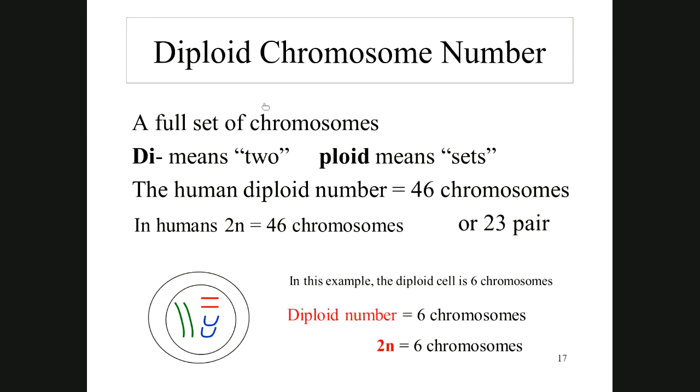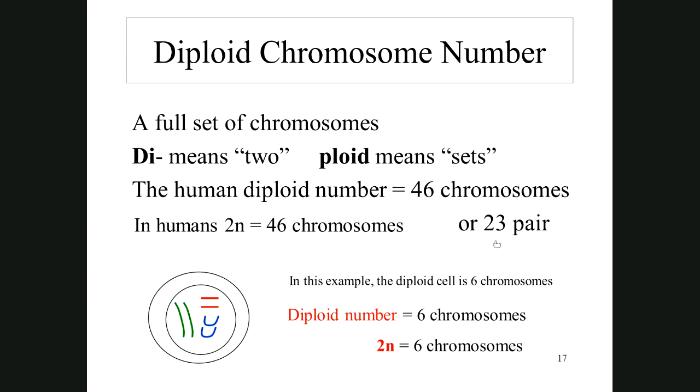The diploid number. Di means two, ploid is sets, two sets. You got one from mom, one from dad. So it's a full set of chromosomes. Di means two, ploid means sets, there you go. The human diploid number is 46 chromosomes. In humans, it's called the 2N number, that's the diploid number, is 46 chromosomes or 23 pair.